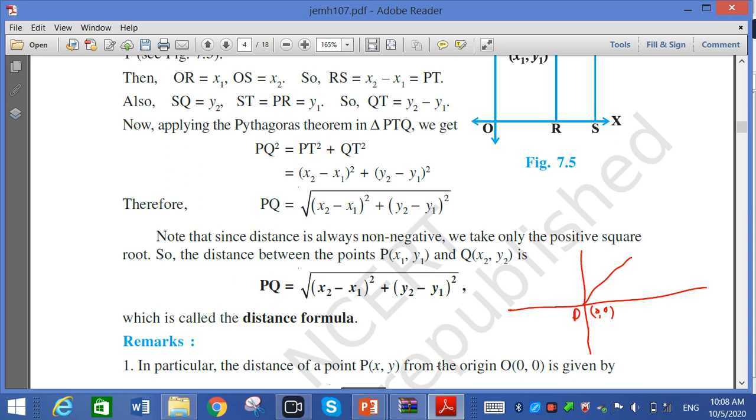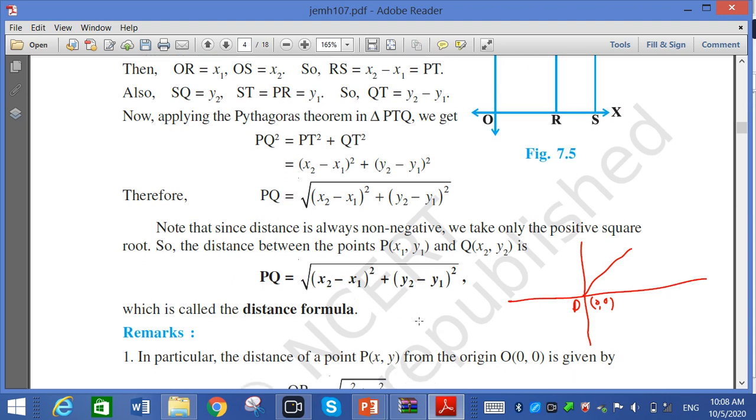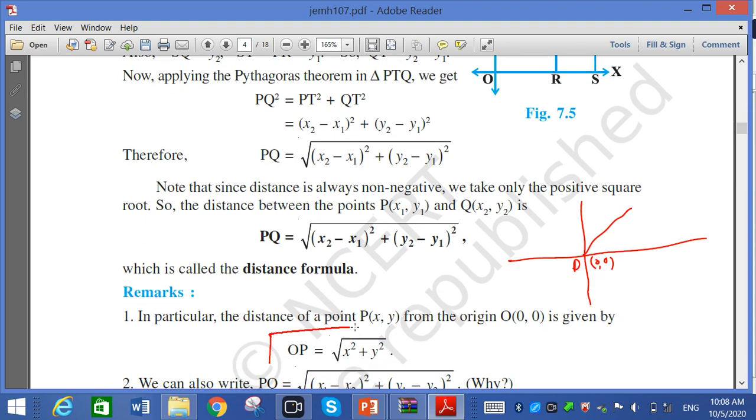So that is why the coordinates are P(x, y) and the origin is O(0, 0). Then one of the values will be 0. So the formula will be OP equals the square root of x squared plus y squared. This is always the distance from the origin.